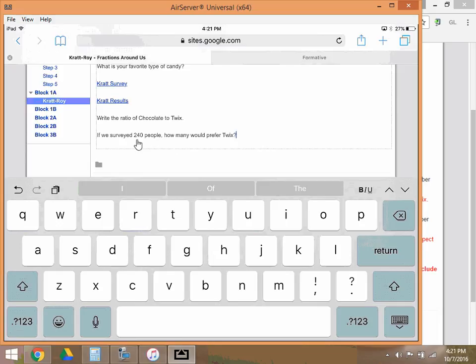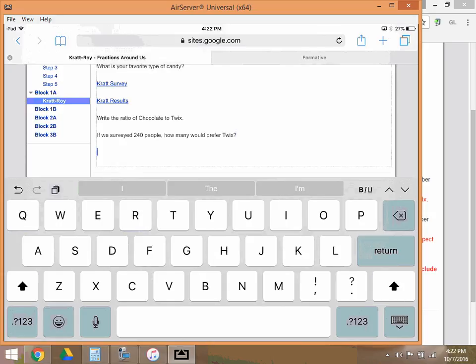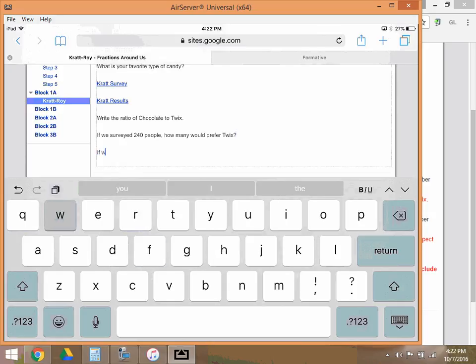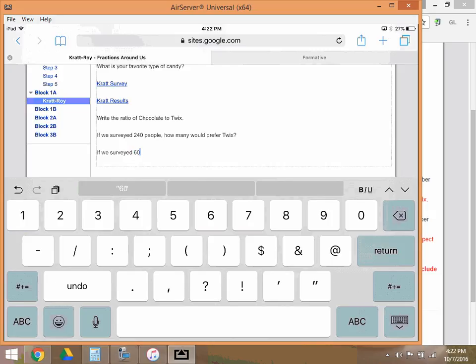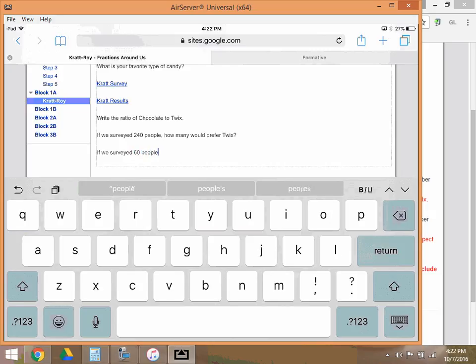Okay, so again, it's very specific because 240 is 120 times 2. So that way when people figure that out, they can go look at the list, find Twix, and double it, and that would be their answer. Now again, remember, you have to create 2 of those. So now I'm going to choose another one. If we surveyed, now this time, okay, so my original survey was 120 people. I'm going to drop it down to 60 people.